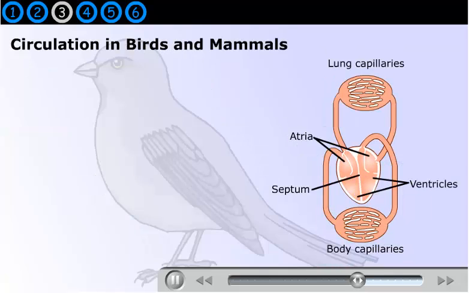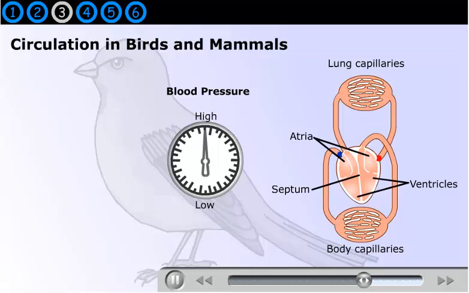Now look at this circulatory system. The septum is now complete, and there are 2 distinct ventricles. This efficient system is found in birds and mammals. It ensures that the oxygenated blood from the lungs passes to the body organs with no mixing in the ventricles.